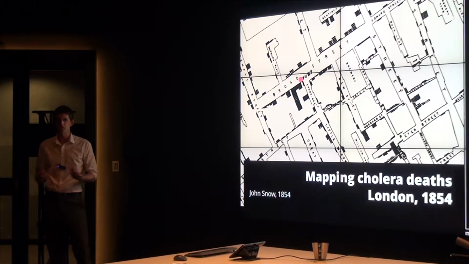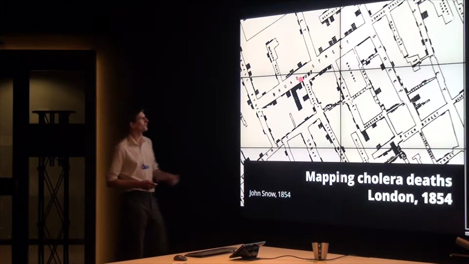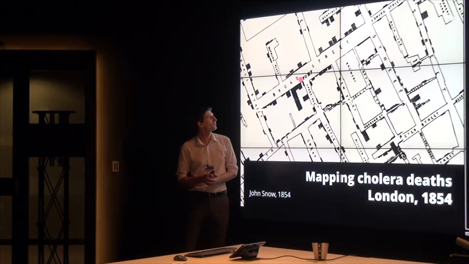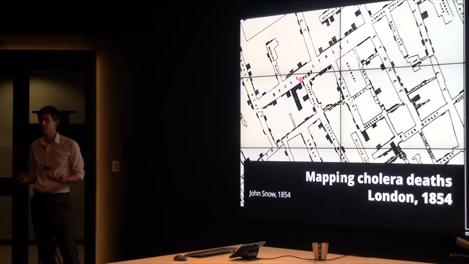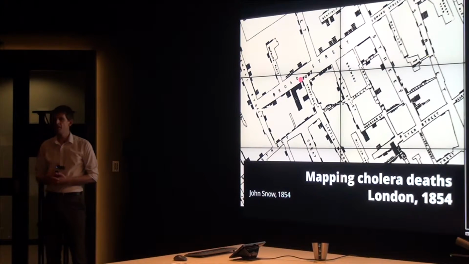And as he put this picture together, it quickly became clear that there was a problem near the Broad Street water pump. And using this visualisation, he was able to convince the authorities to remove the handle of that water pump. He was able to convince them that that was the source of the cholera infection. And this was before there was even a mechanism that could be understood for transmitting cholera from a water pump.